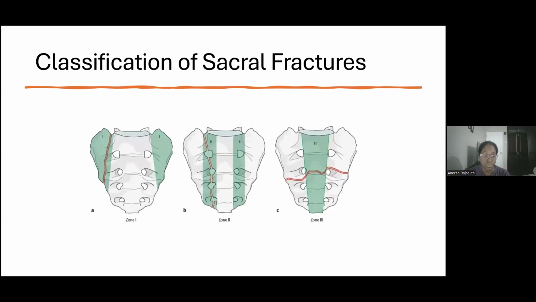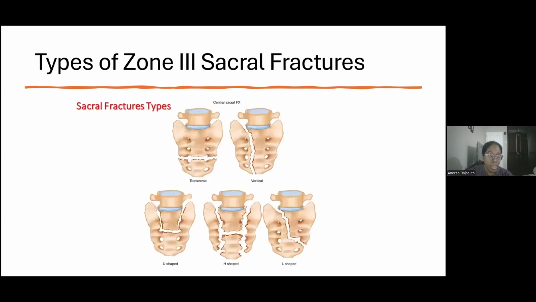Right, so this is a diagram showing the 3 zones of fractures. The zone 1 involving the ala, zone 2 and zone 3, where it involves the canal. And then this is a diagram showing the different types of the zone 3 sacral fractures. And here you can see the U shape and the H-shape sacral fracture.